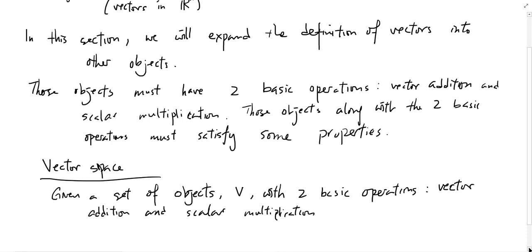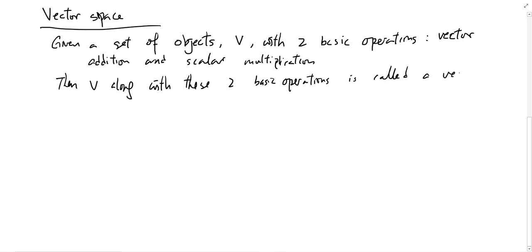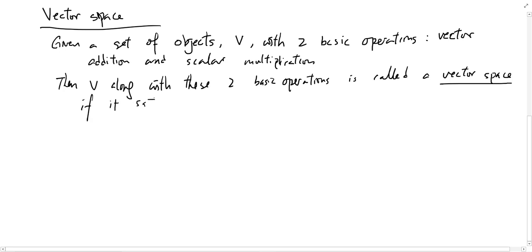And here's the important part on what it means to be a vector space. V, along with these two basic operations, is called a vector space if it satisfies the following properties.